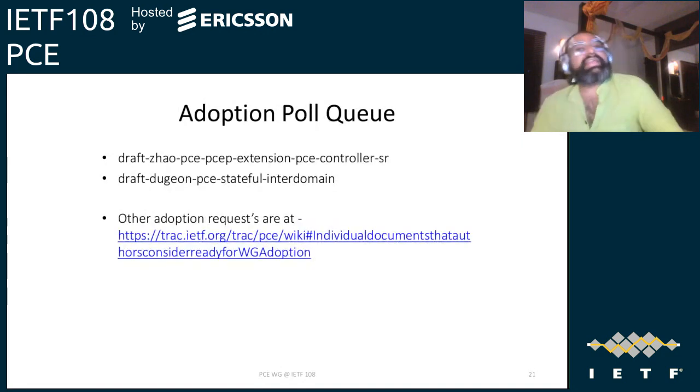So finally, for working group adoption queue, as per our wiki, you could see the next two documents in our adoption queue are the PCCC SR and the stateful interdomain document. There are also a list of documents where the authors have requested us, and we will get them in one by one order. So you can always look at our wiki for this information. And this is my last slide, and we have Loa in the queue.